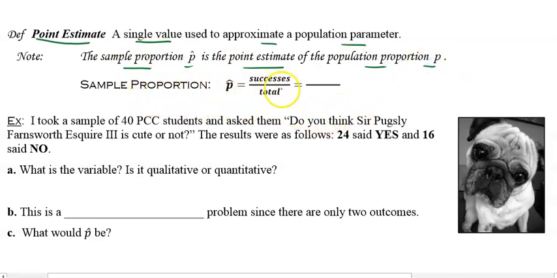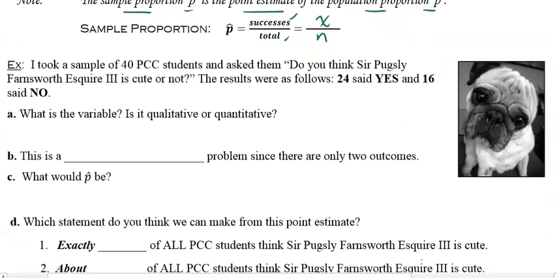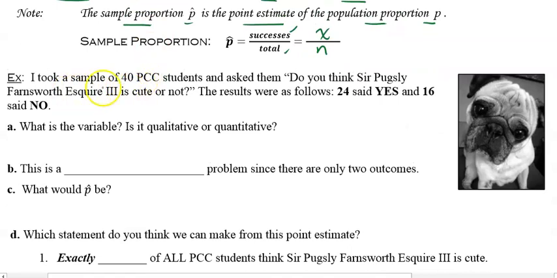So, sample proportion is the total successes over the total, which is really a probability. It's really x over n. So it's just like probability, but here it's expressed as a proportion or percentage. Example: I took a sample of 40 PCC students and asked them, do you think that Sir Bugsley is cute or not? The results were as follows. 24 said yes, Mr. Bugsley is cute, and 16 said no.